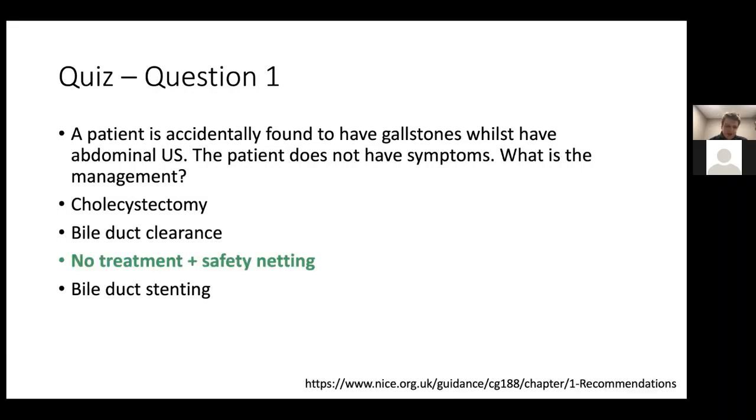So like I said, a patient like this does not need any treatment. If they have gallstones in the gallbladder with no symptoms, just tell them that if they do experience right upper quadrant pain, or any abdominal pain, to come to A&E or speak to the GP.